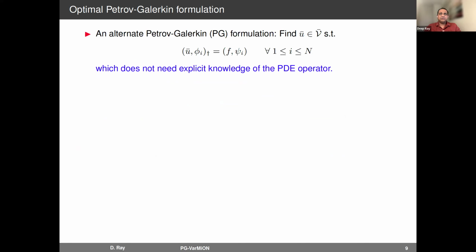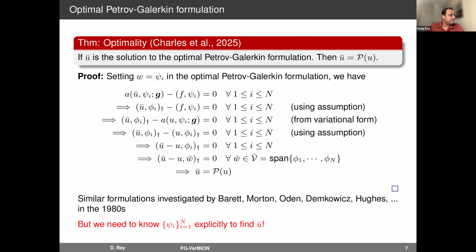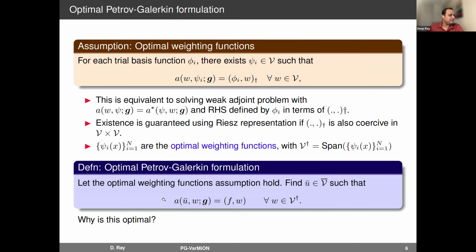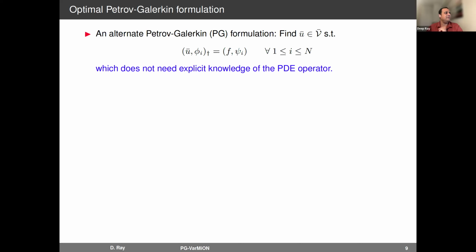Okay, now before I get to deep learning, I'll talk about an alternate formulation of this Petrov-Galerkin formulation, which is actually a little more useful. You can show that this optimal Petrov-Galerkin formulation that we have in the beginning, where you have the original bilinear form and the source function on the right hand side, is equivalent to an alternate formulation, where on the left you have replaced the bilinear form by something that depends on the evaluation of the dagger inner product. So you have the inner product of U bar and phi I under the dagger inner product equal to F of psi I, right?